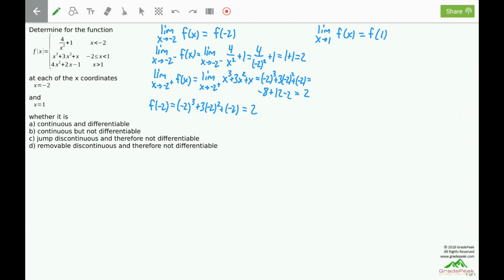Let's look at the x-coordinate of 1, and we are looking at the two-sided limit. Once again, it's going to be a split expression function that is splitting at the x-coordinate of 1, so we will have to work out the left side and right side limits separately from each other.